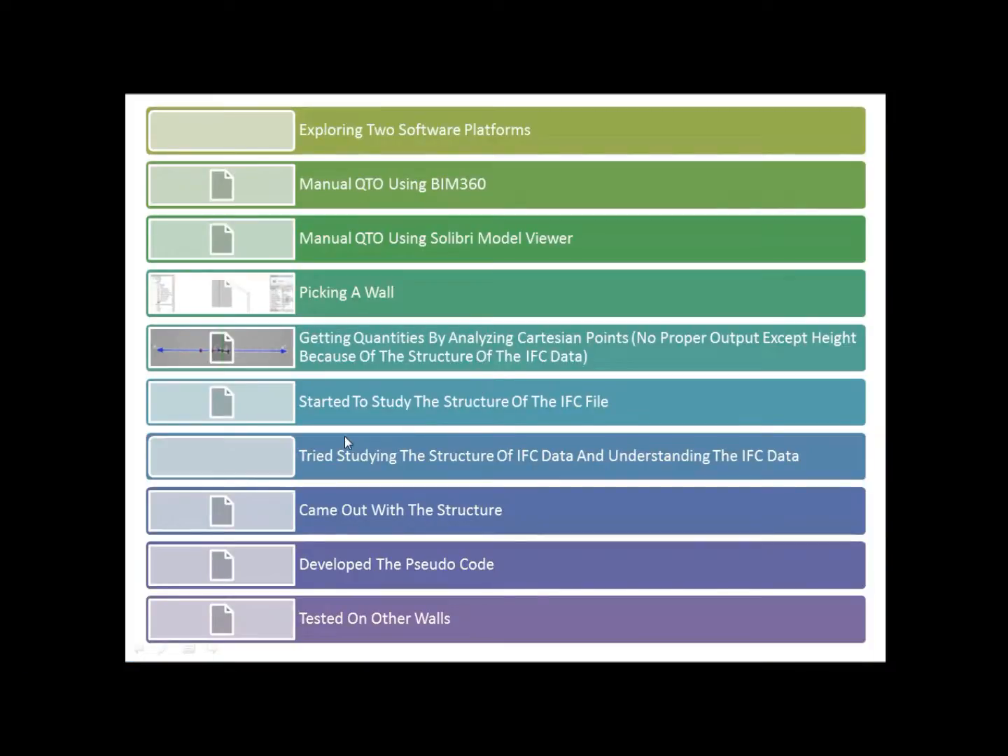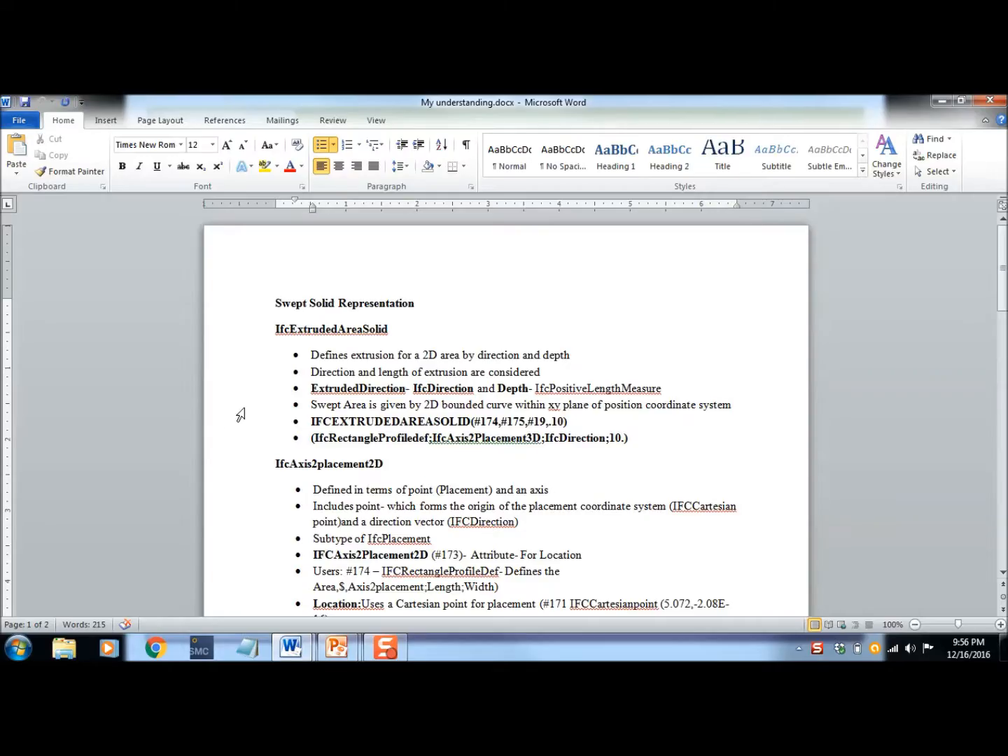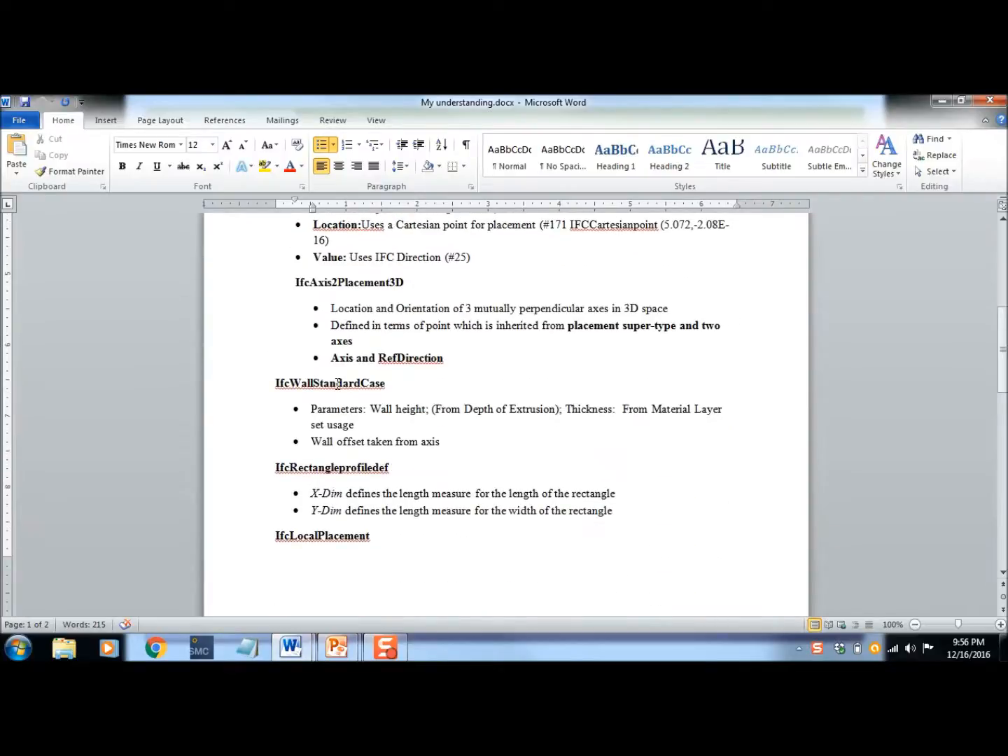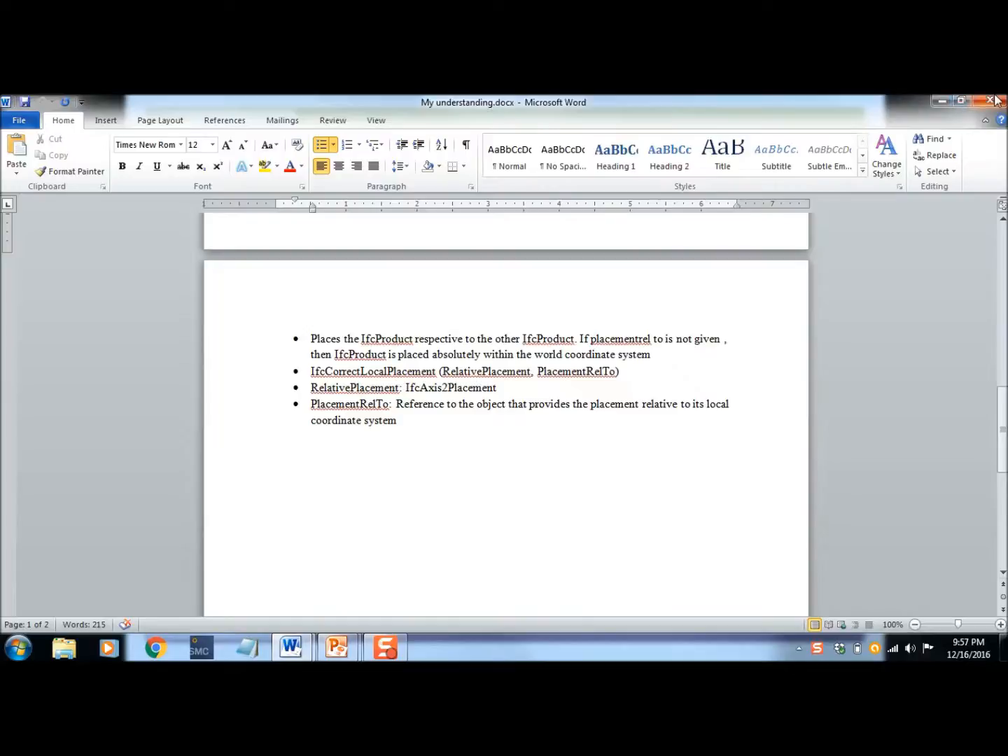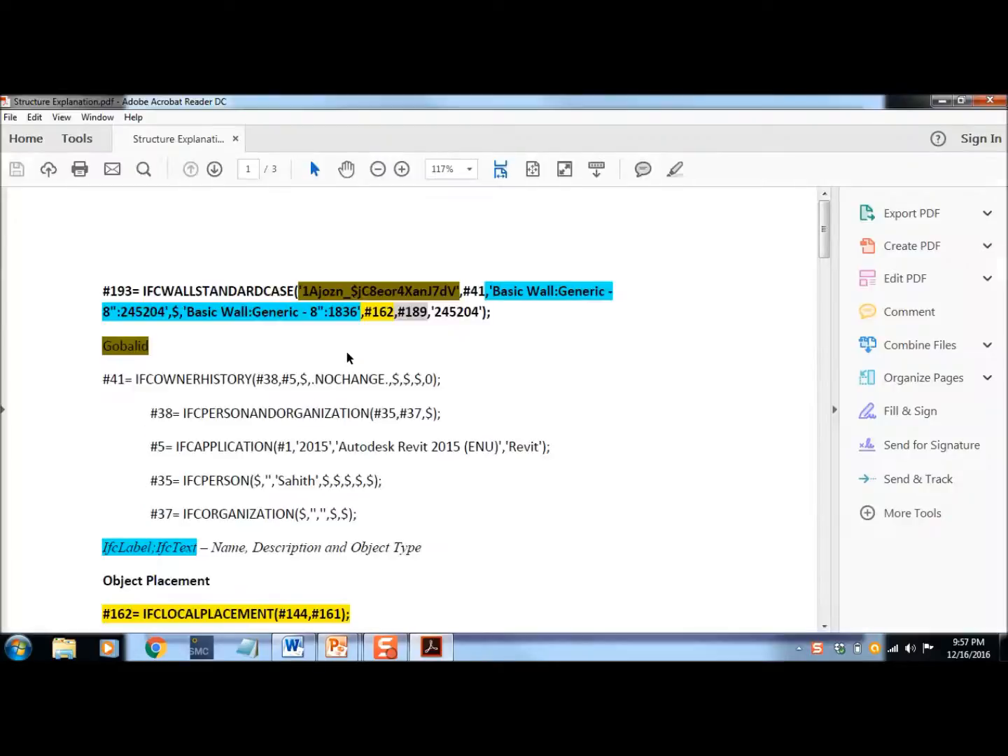And later I started to study the structure of the IFC file to understand how to get the quantities from that. So after that, I started to study the structure of the IFC file and try to understand the structure. This is a sample file while I was trying to understand each entity of my IFC data. Then I came out with the structure in order to do the quantity takeoff. So let's see the IFC data structure for the experiment wall.